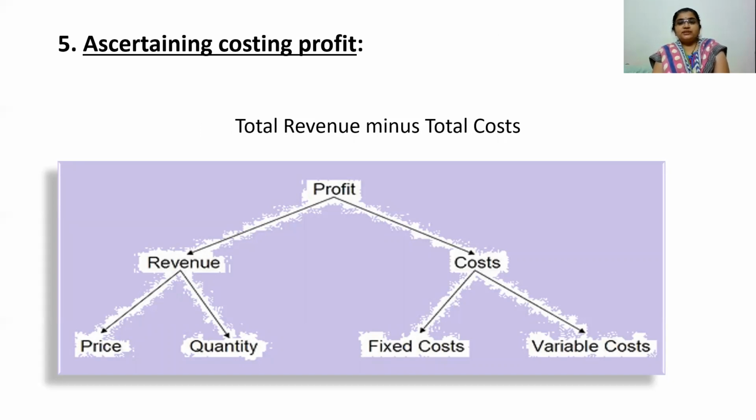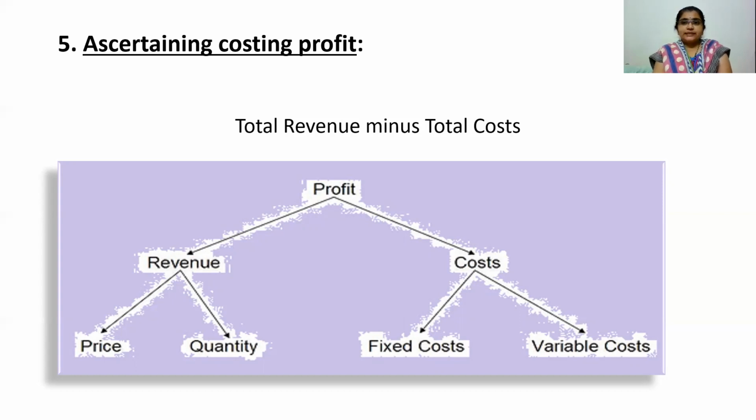Then we have another objective, that is ascertaining the costing profit. Here, total revenue minus total cost lets us assess what exactly the profit is. The profit can be concluded with the help of revenue and cost. Revenue we consider on the basis of two parameters, that is the price and the total number of quantities. Cost is concluded as fixed cost and variable cost. On the basis of these only, a company can assess the total amount of profit it is going to get in the organization.